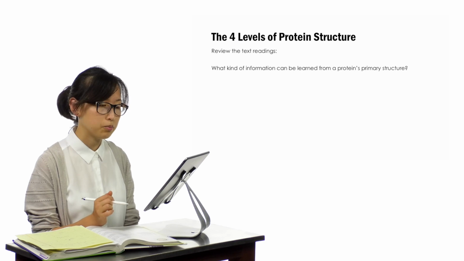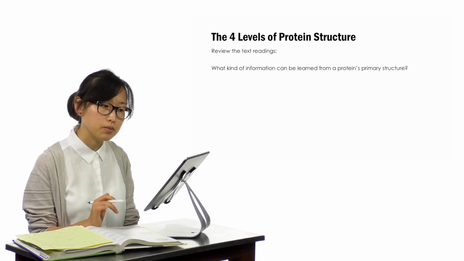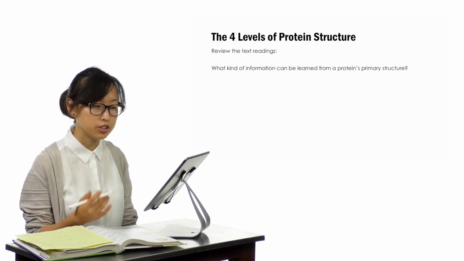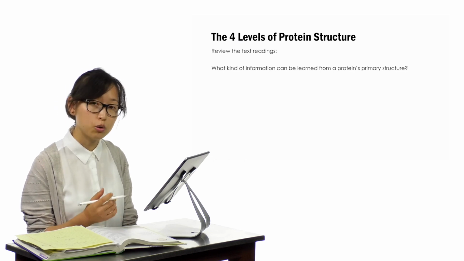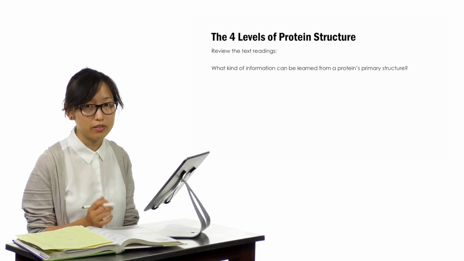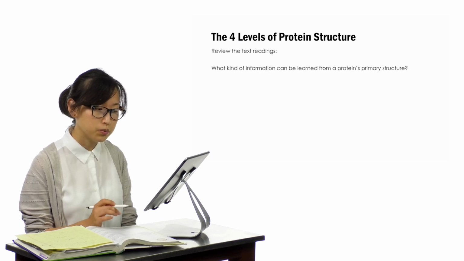Now let's review the textbook readings. What kind of information can be learned from a protein's primary structure? As I mentioned, the protein's primary structure is the amino acid sequence of the polypeptides that make up the protein. Based on the amino acid composition, which can be hydrophobic, polar, charged, you can determine properties such as hydrophobicity and total charge at a certain pH, and you can also calculate the molecular weight of the protein. For more information, you can refer to figure 4.2.